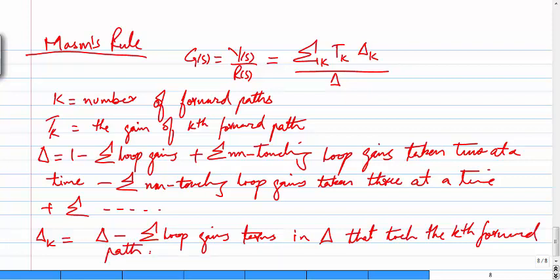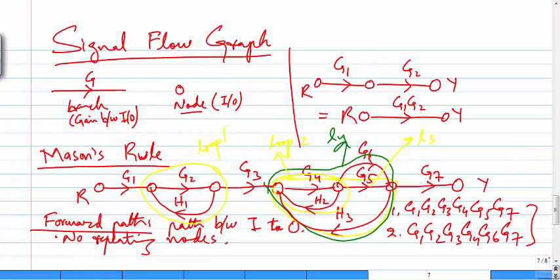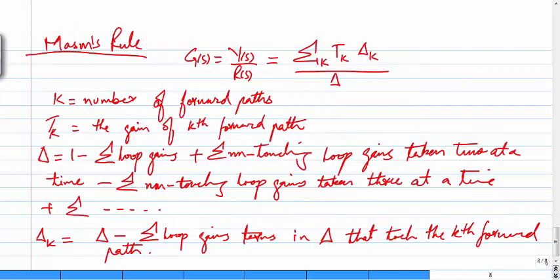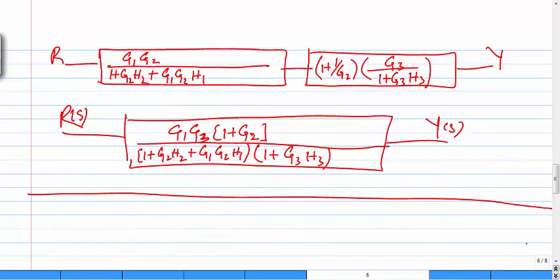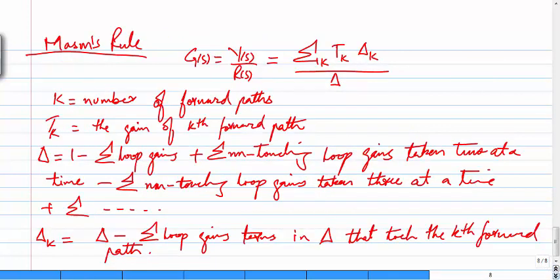Now this formula will be understood when we do the example and try to solve it. First of all we have to find k in this formula. If I go back, for this graph, how many forward paths are there? There are two forward paths, so k is 2. I will just go to the next page. Let me rewrite and try to solve this, so that we can easily understand and solve this problem.